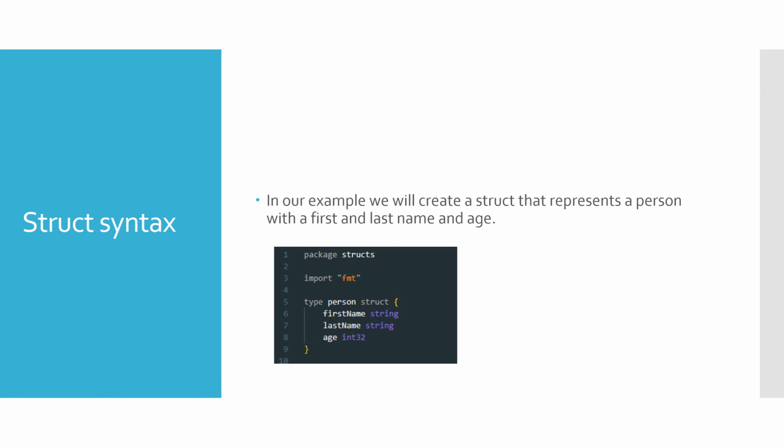So the syntax for defining a struct is right here. In our example, we're going to create a struct that represents a person with a first name, last name, and age. Like writing a custom type, we write type, and then our struct type name, so we're calling it person, and then we put struct, and then in the curly braces we put in our fields. So our person struct has a first name, which is going to be a string, a last name, that's a string, and an int32, that will be their age.